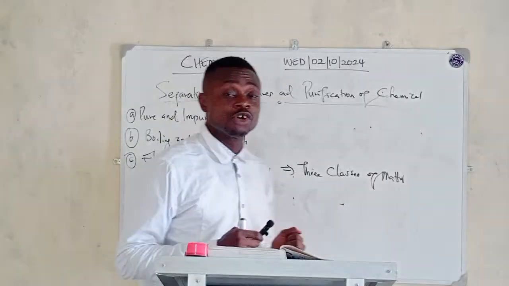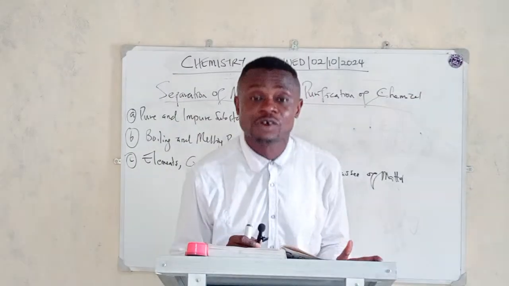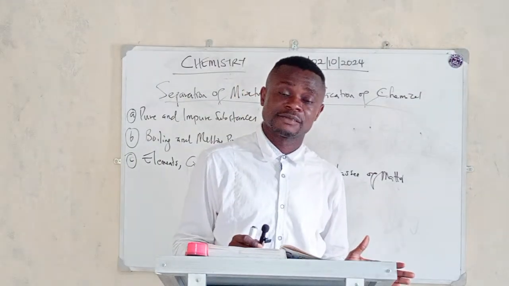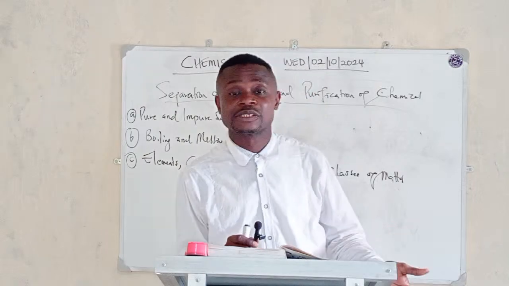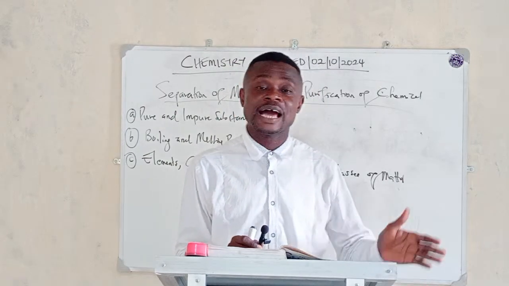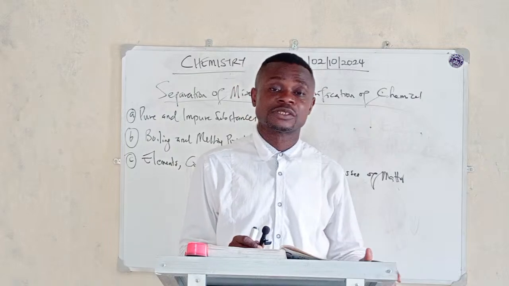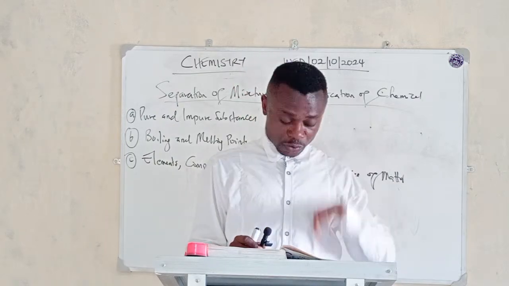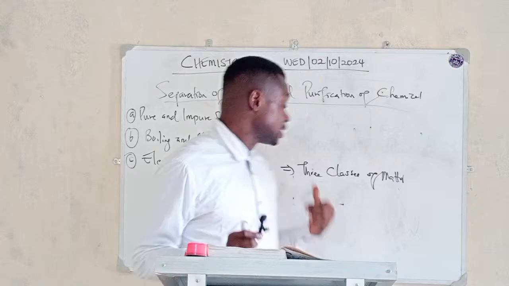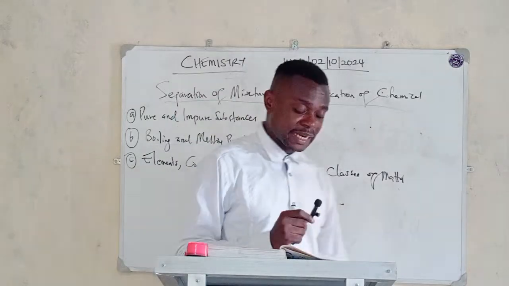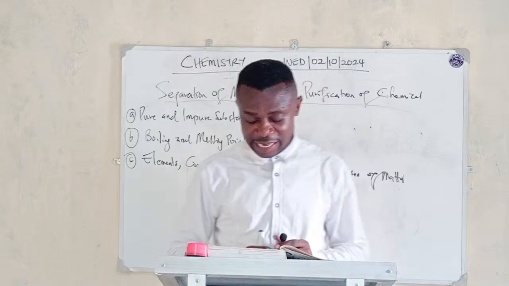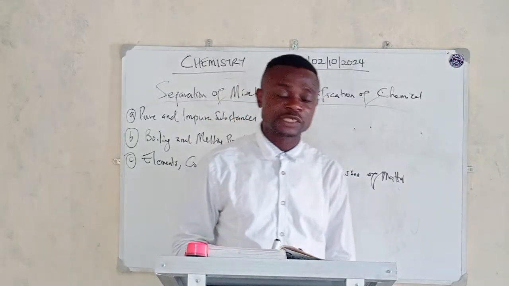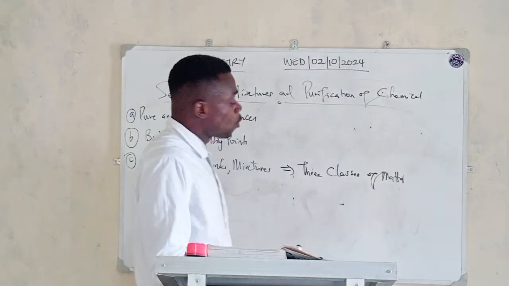Now, we also have three components of matter. They are atoms, molecules, and what? Ions. We will discuss all those, but our focus is on these three, which are the three classes of matter. So let's start with elements. What is an element?